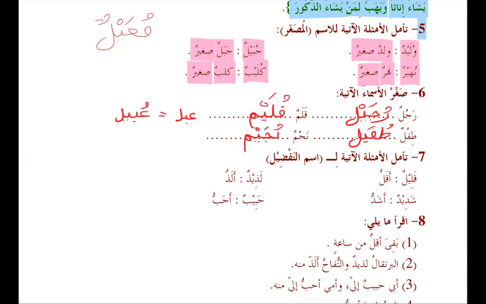طيب التمرين السابع, تأمل الأمثلة الآتية لاسم التفضيل. So we've done اسم التفضيل, I think it was in the first lesson or the third lesson. So these are different. As we know, اسم تفضيل is usually on the pattern أفعل. But here we have قليل. We say أقل.